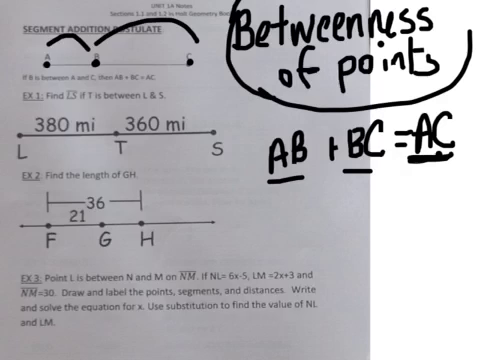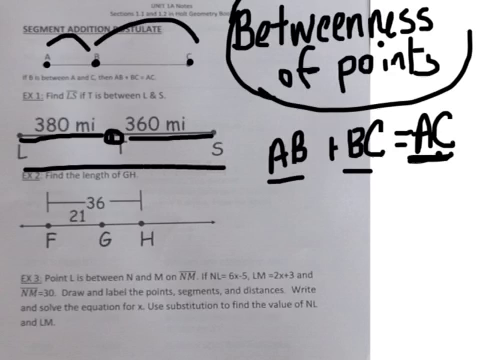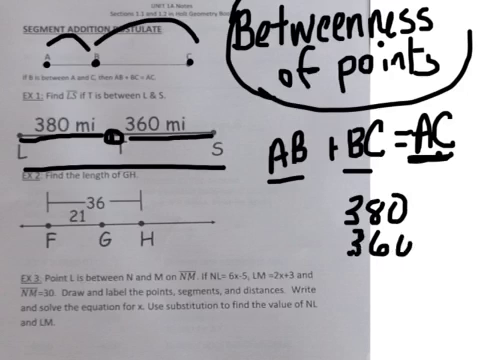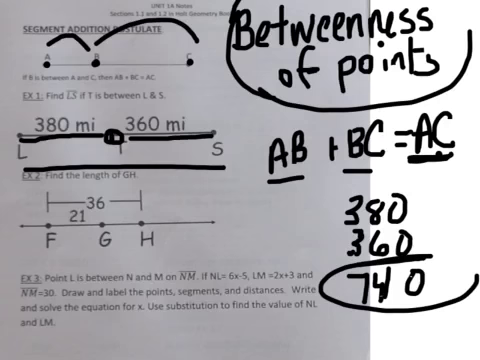Okay, so for example, they can give you word problems on this. Find the length of LS if T is between L and S. Well, all that's saying is that T is here, and LT is 380, and TS is 360, so if I want to know the whole length, LS, all I got to do is add up the two parts, 380 and 360. It's going to be, what, 740? So LS is 740. That's just the answer to that one.